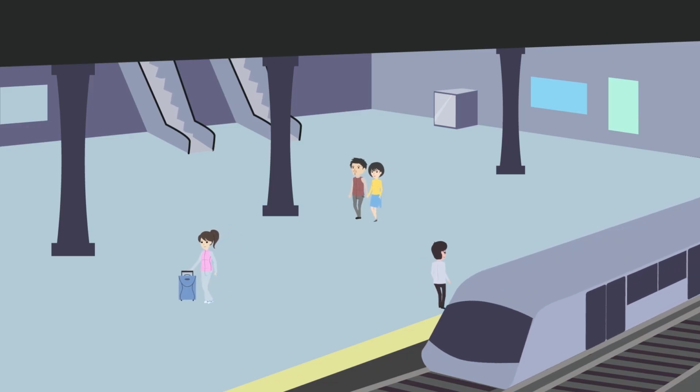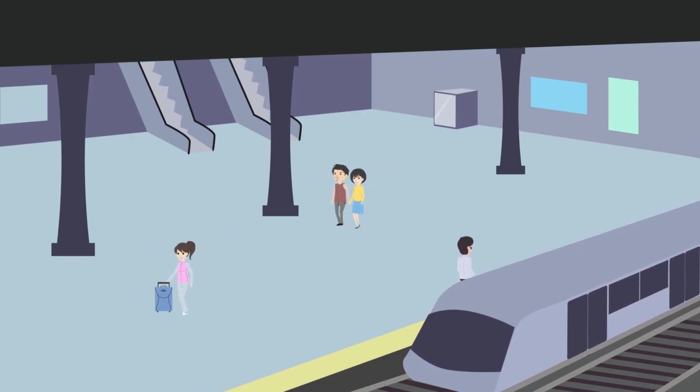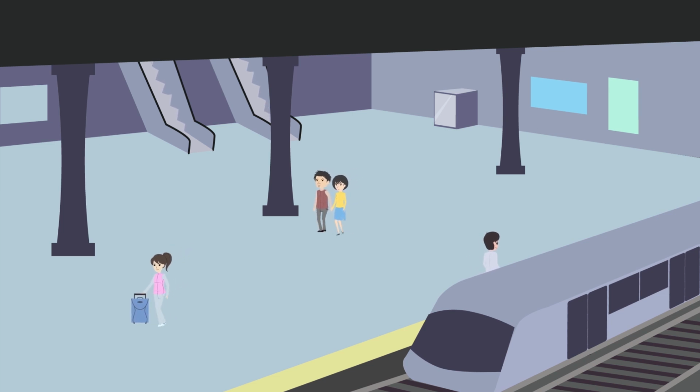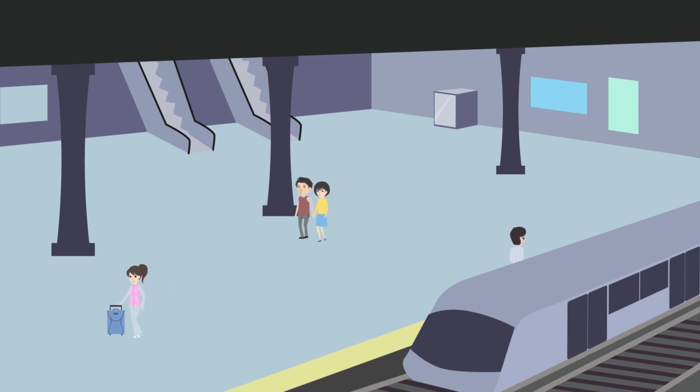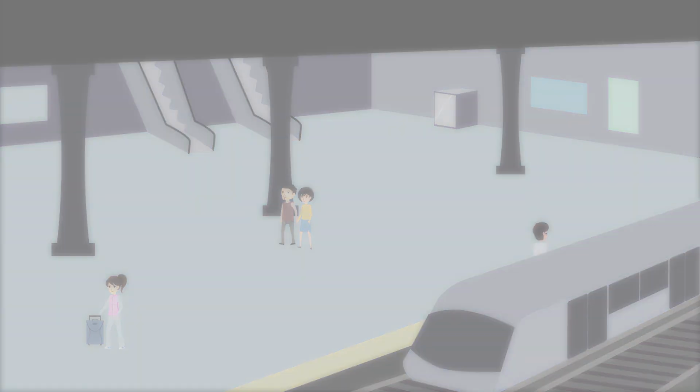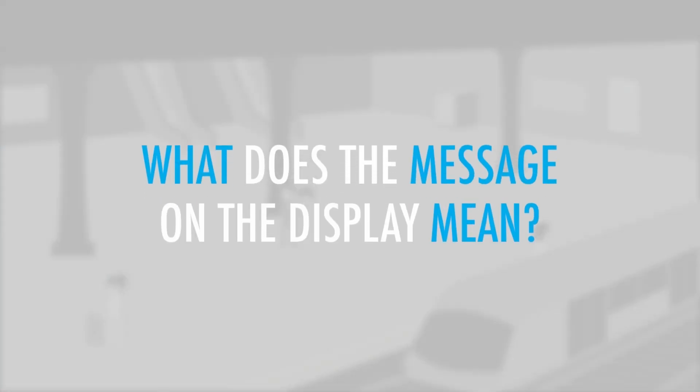You are on a platform at a train station where you've been waiting for your train. It appears to be running late. Suddenly, a message appears on the display. What does the message on the display mean?